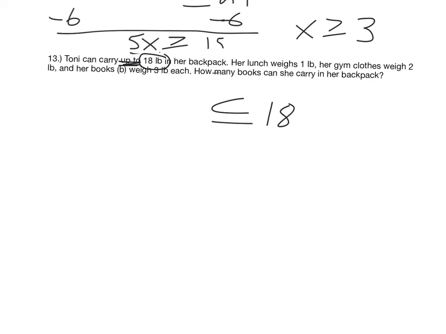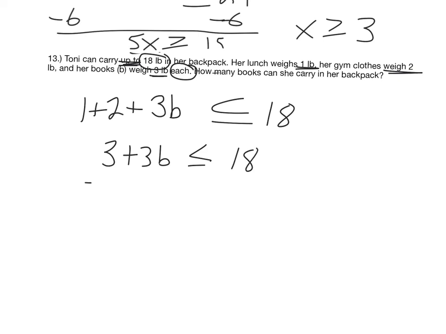So what does she already have? She has her lunch, which weighs 1 pound. So we're going to put that 1 pound. Plus, she has her gym clothes, which weigh 2 pounds. 2. And now she's trying to figure out how many books she could carry, right? We know that each book is 3. Each usually means multiplication, right? We know that each book weighs 3 pounds, and she's trying to figure out how many books she could carry. So it'd be 3 pounds each times the amount of books. And that right there will tell us how many books she'd be able to carry. And we would just solve this. We combine like terms, which would just be 1 plus 2, which is 3.